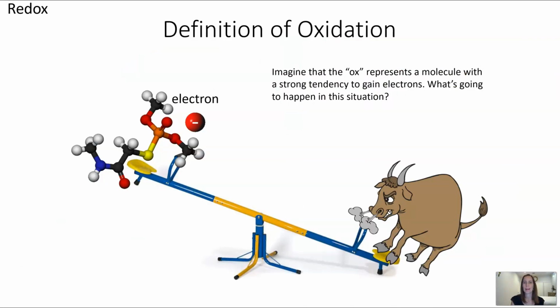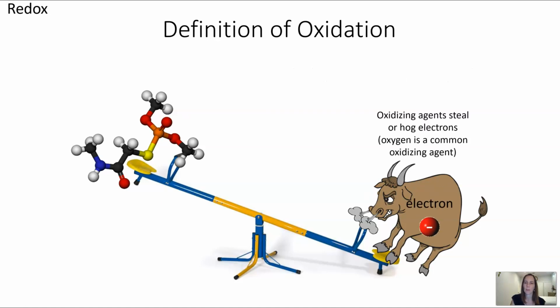Let's talk about a complex concept with a silly little picture. What we have here is a molecule on the left with control of an electron, and then over on the right, imagine that ox represents a molecule with a strong tendency to gain electrons. What do you think is going to happen in this situation? What's going to happen is this ox, which has a strong tendency to gain electrons, is going to do exactly that. It's going to gain control of the electron from the other molecule. This is known as an oxidizing agent. Oxidizing agents steal or hog electrons, and a common oxidizing agent is oxygen, which is why we've represented it with the ox.